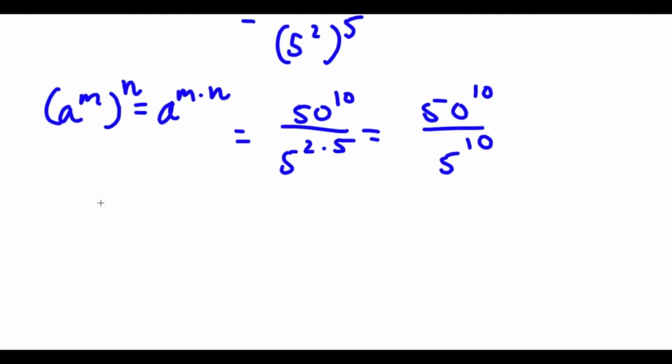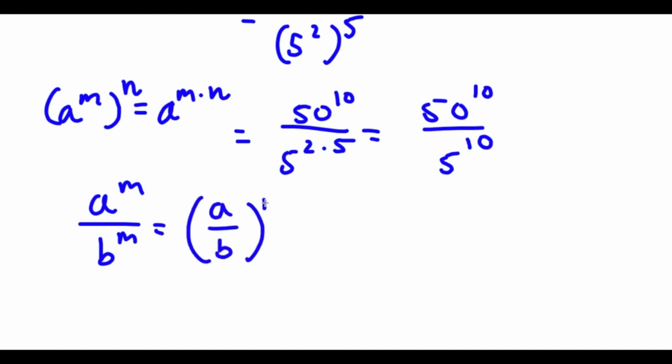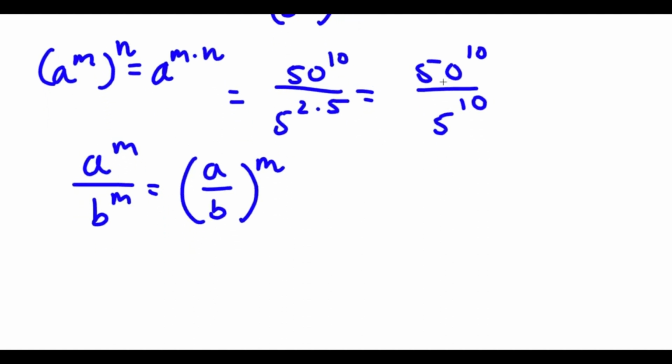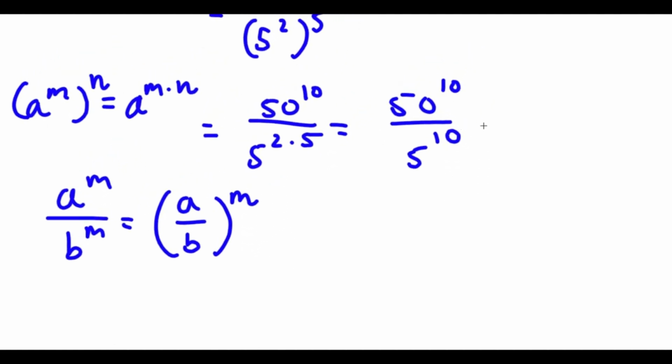Now, if I have something in the form a to the power of m over b to the power of m, this is equal to a over b to the power of m. So in this case, 50 to the power of 10 over 5 to the power of 10 is going to equal 50 over 5 to the power of 10.